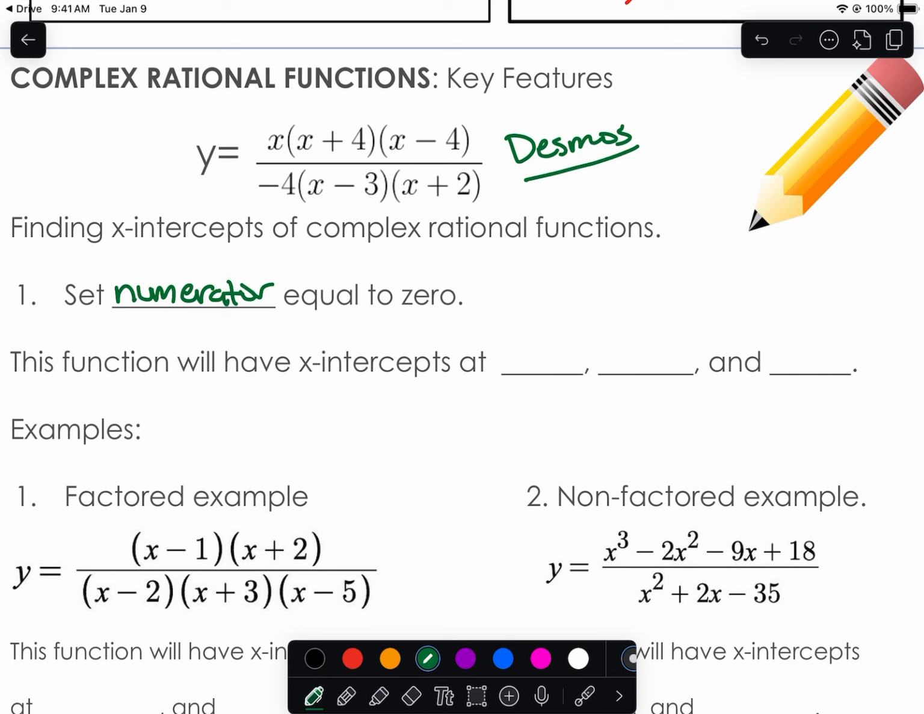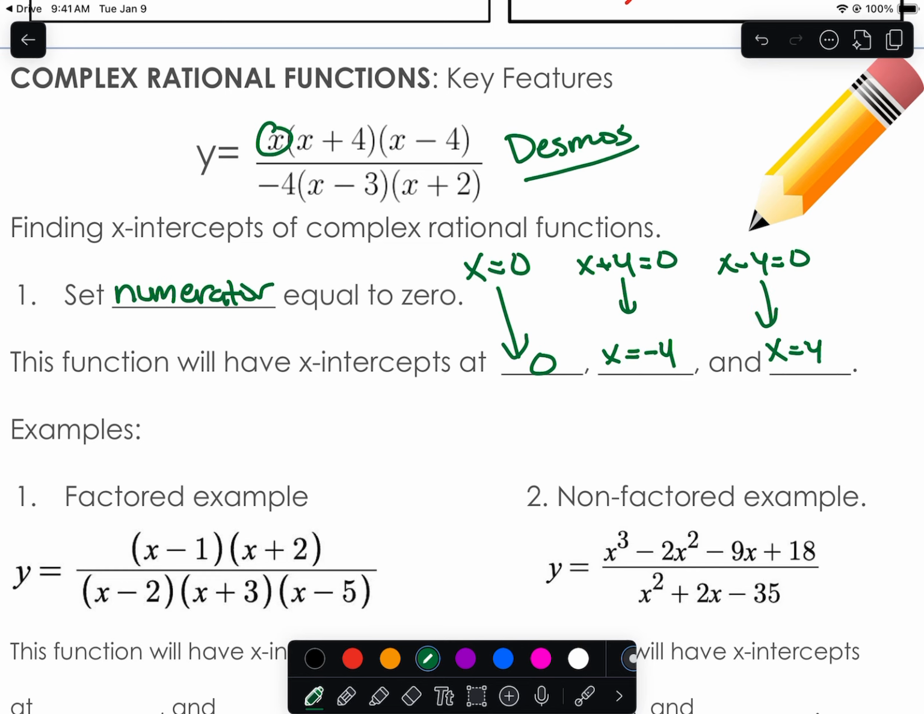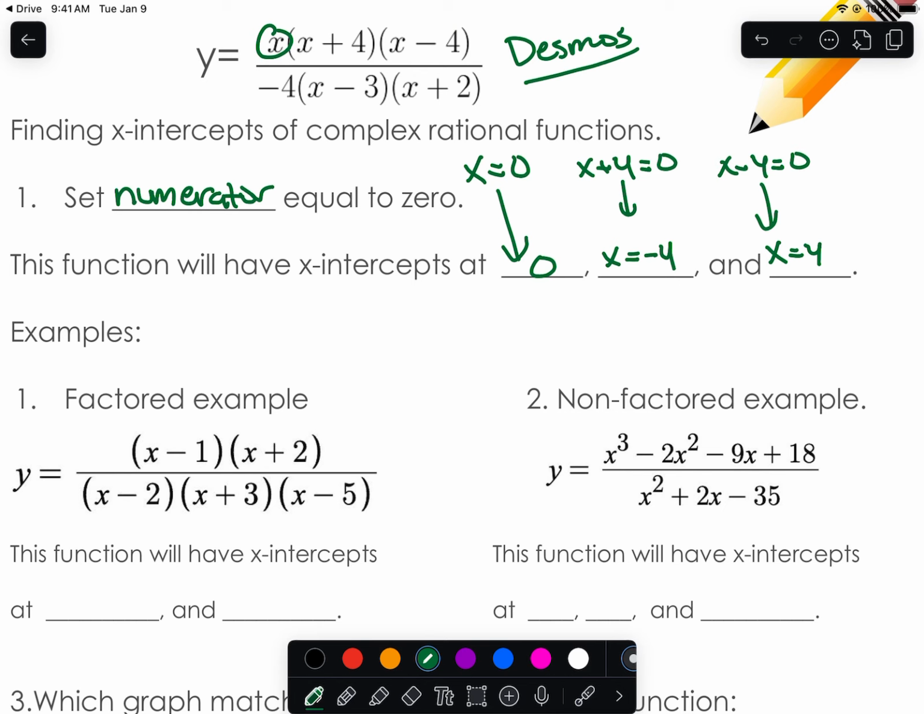So if I look at this one, x equals 0, x plus 4 equals 0, and x minus 4 equals 0. So that's done. I know I'm going to have an x-intercept at 0. For this one, I know x equals negative 4. And I know for this one, x equals positive 4. So all examples of setting the numerator equal to 0.